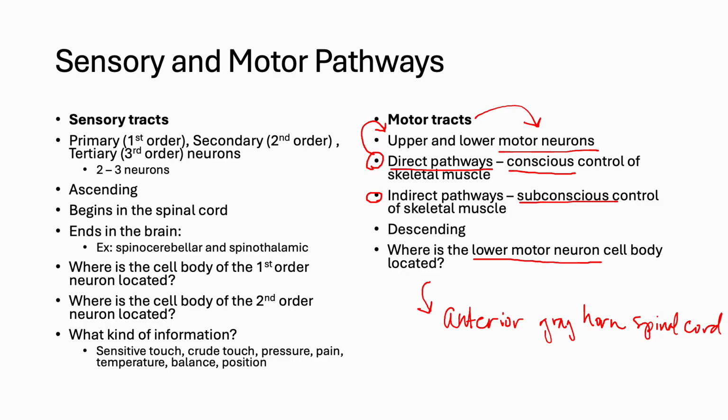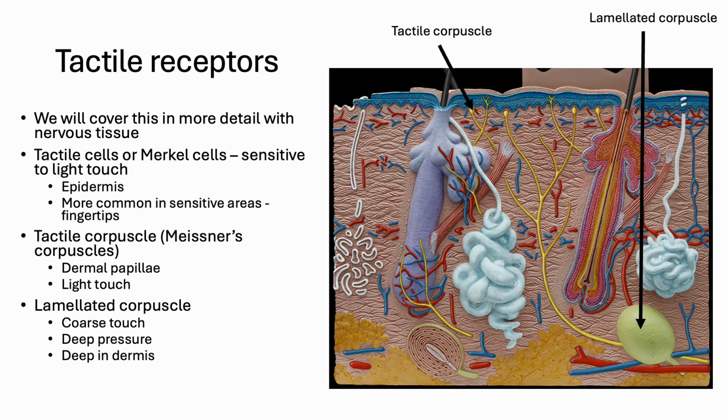Now, I want to review just for a second because we're talking about the sensory pathway first, and what kind of information. So we have these different types of touch, pressure, pain, temperature. So we're going to do a quick review of some of the tactile receptors that we learned about when we talked about the integumentary system. All right, so here's our skin model.